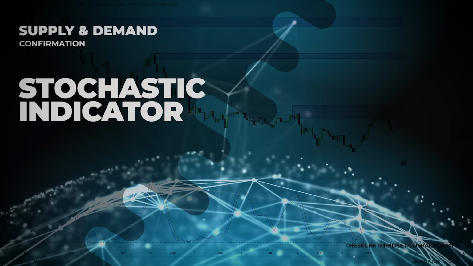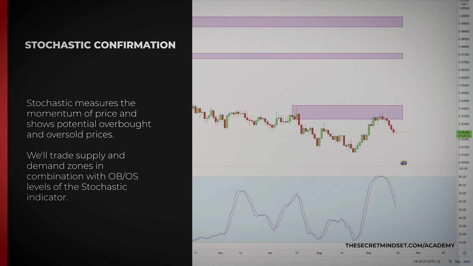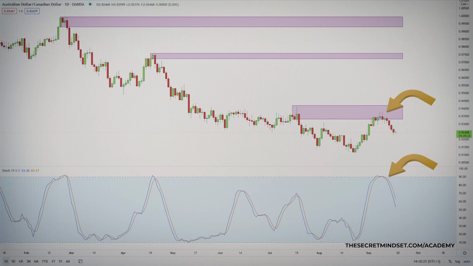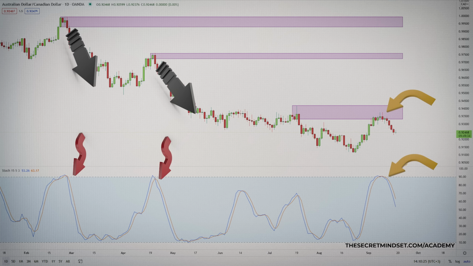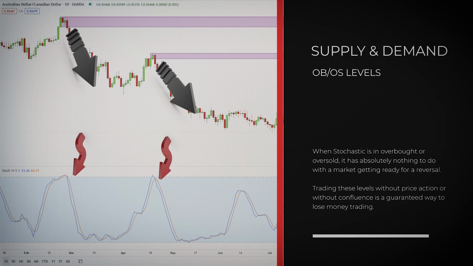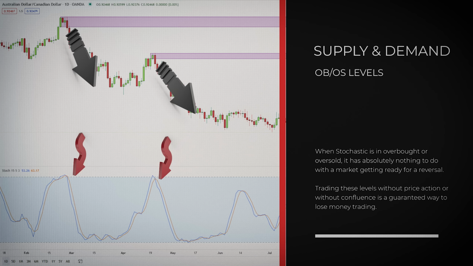Second confirmation comes from the stochastic. Stochastic also measures the momentum of price. Although I don't rely much on overbought and oversold conditions, these signals tend to work in combination with supply and demand zones. Now, when stochastic is in overbought and oversold, it has absolutely nothing to do with the market getting ready for a reversal, not even in the slightest way. Trading with these levels without price action is a guaranteed way to lose money trading.